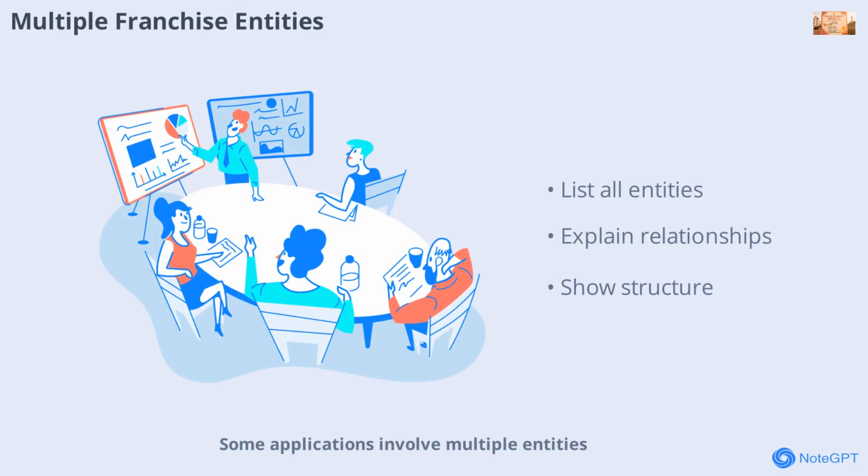Some applications involve multiple entities, such as subsidiaries or franchise locations. Clearly list all entities involved, their roles, and how they relate to the main organization. This transparency helps agencies understand your business structure.